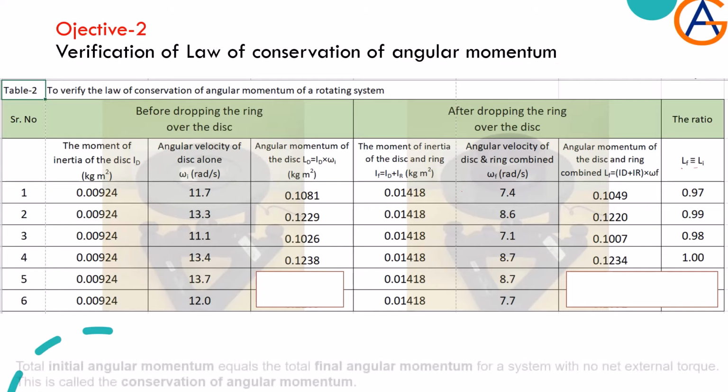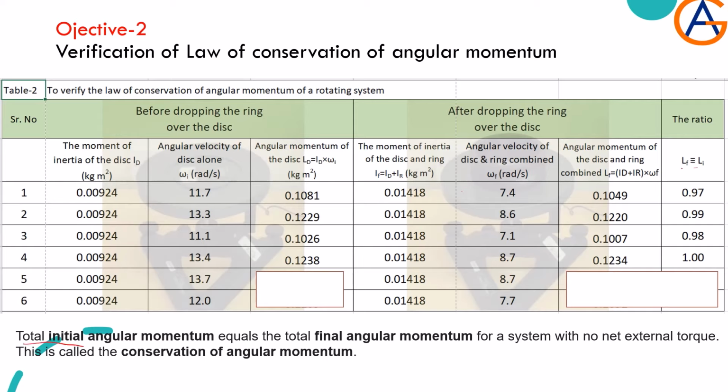So we can say that the total initial angular momentum equals the total final angular momentum of the system. This will happen only when there is no external torque acting on it. Yes, we have performed this. There is no external torque acting on the system. We have taken the disk and rotated the disk, so this has angular momentum. On this disk, a non-rotating ring is placed.